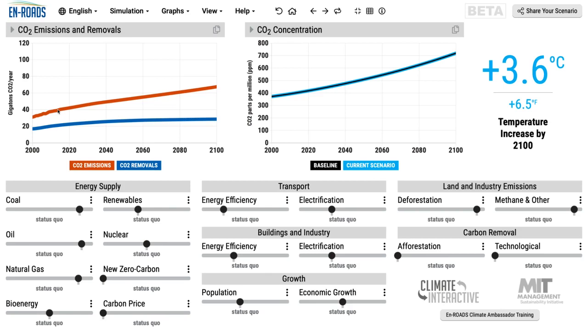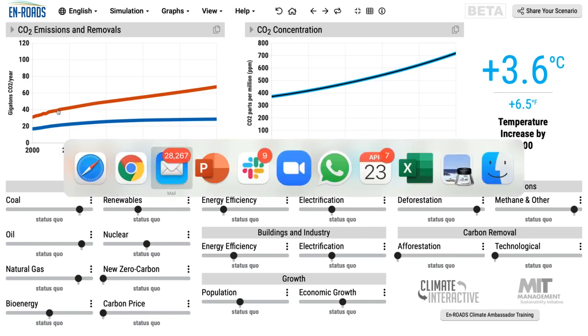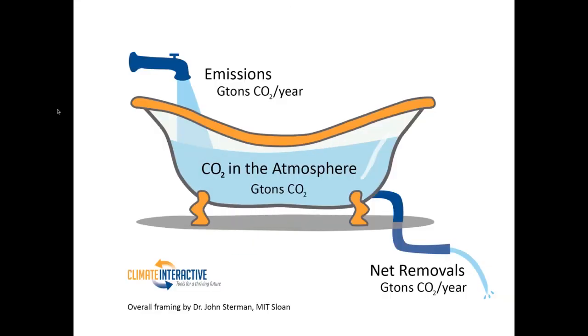Now, these three variables are related, and really simply, they behave a lot like a bathtub. So consider it this way, that it's like a bathtub where the concentration in the atmosphere is like the water in the bathtub. The inflow is like the faucet flowing water in. Removals is what's flowing out into oceans and into biomass.